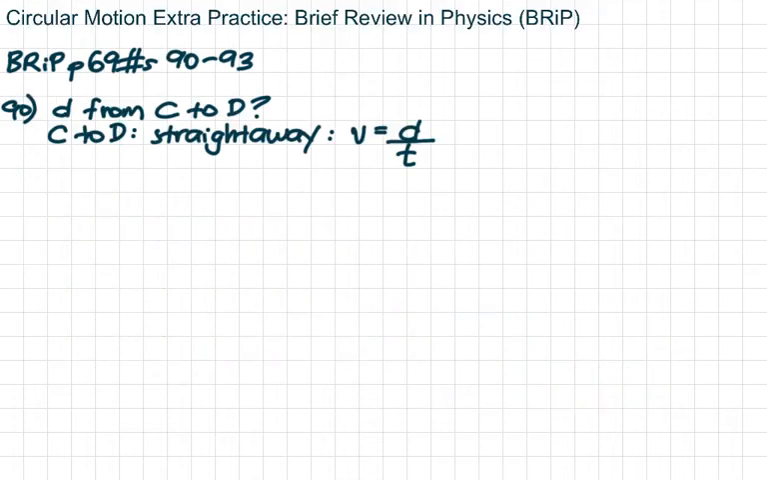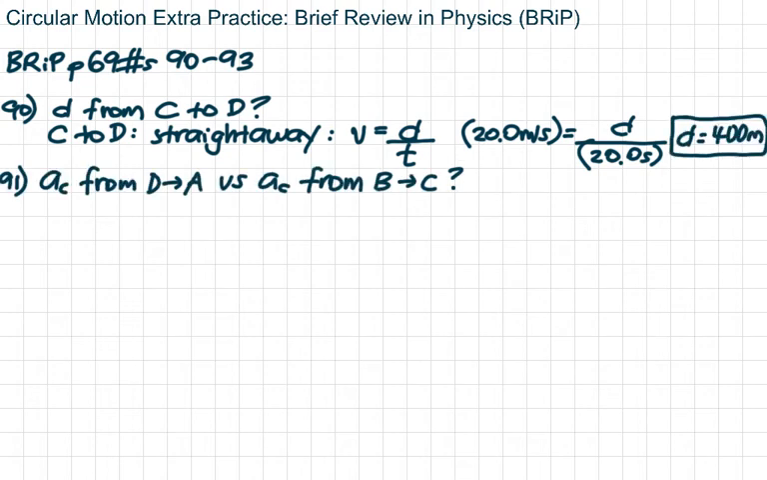So C to D, 91 is the distance from C to D. C to D is a straightaway, and it's constant speed, so I can do v equals d over t. I know the speed, and I actually know the time from C to D. It told us that. It's 20 seconds. So if we cross multiply and solve for d, 20 times 20 is 400 meters.